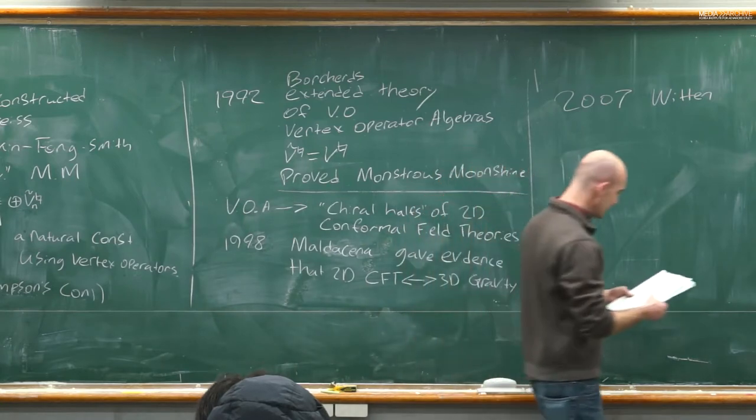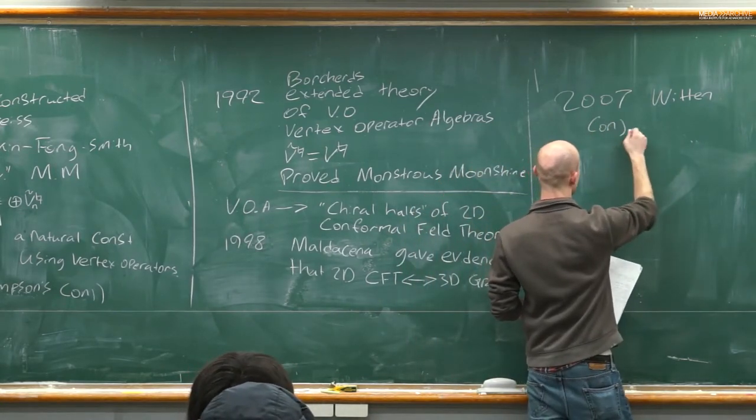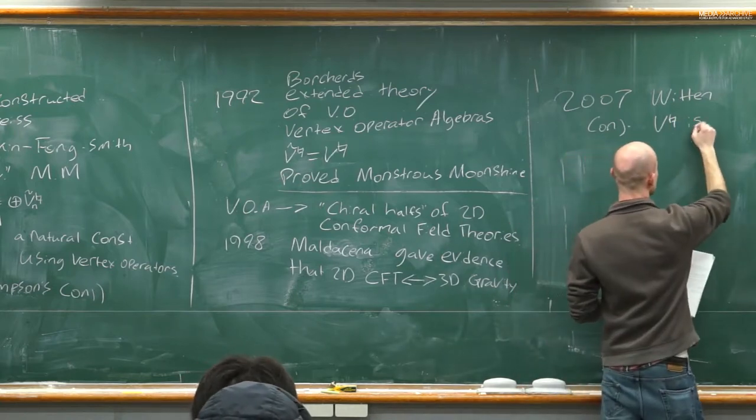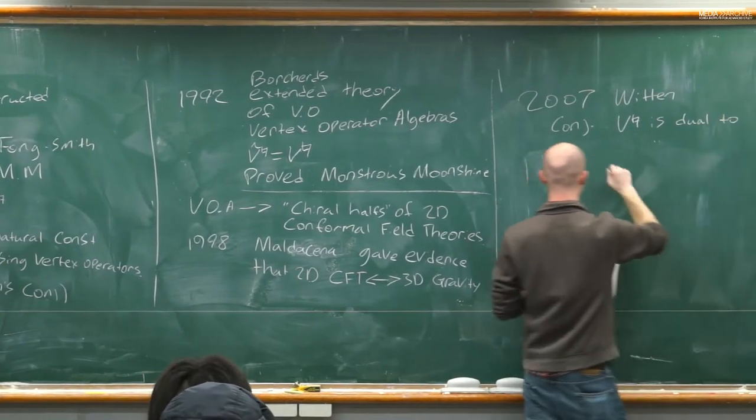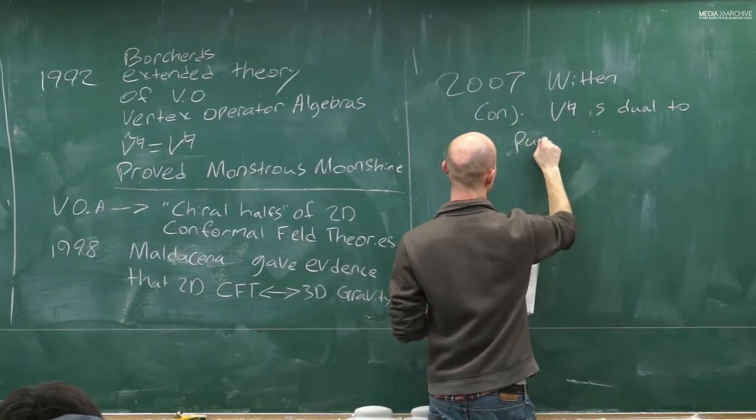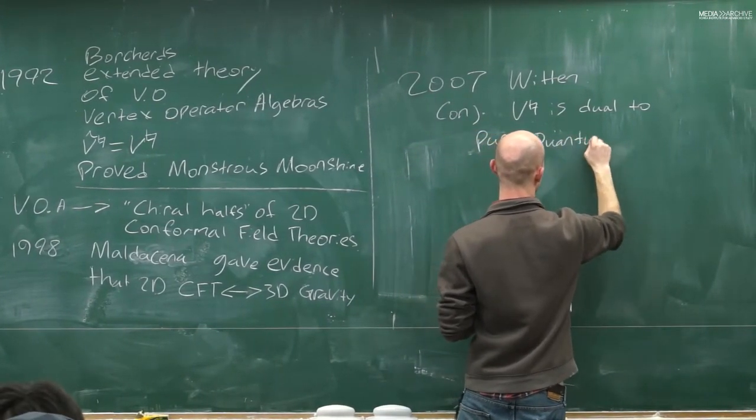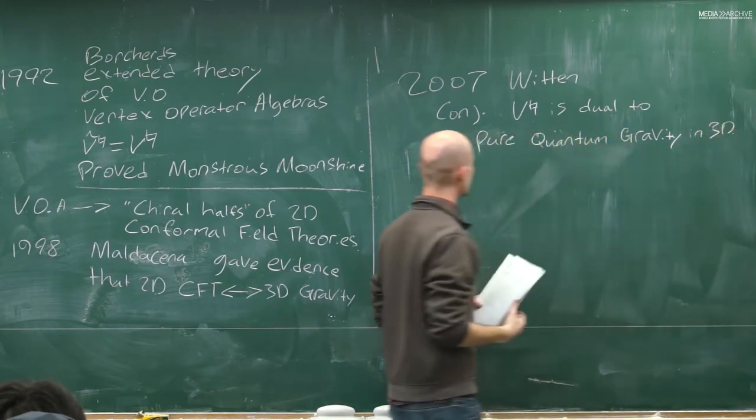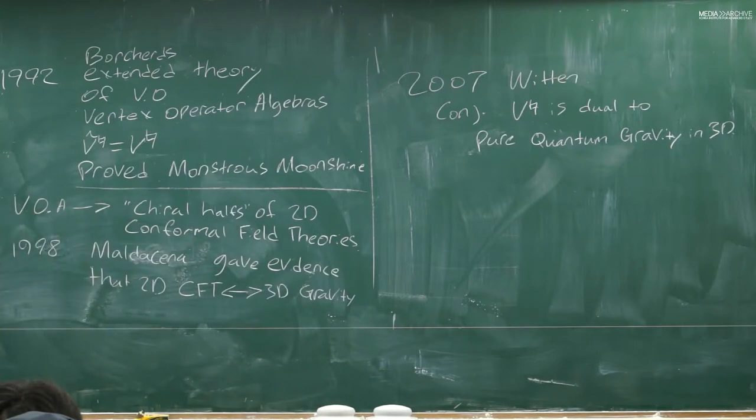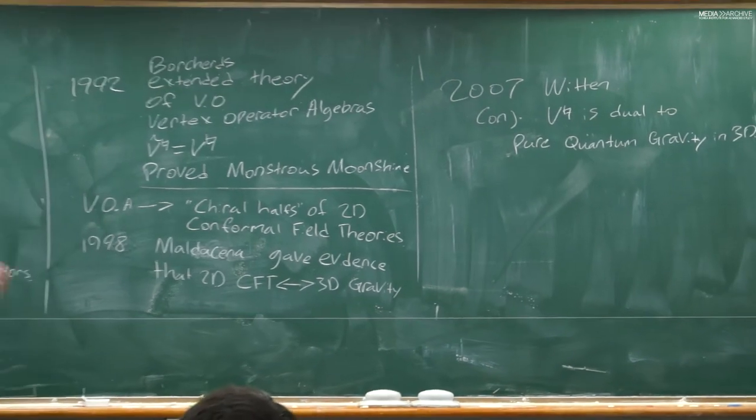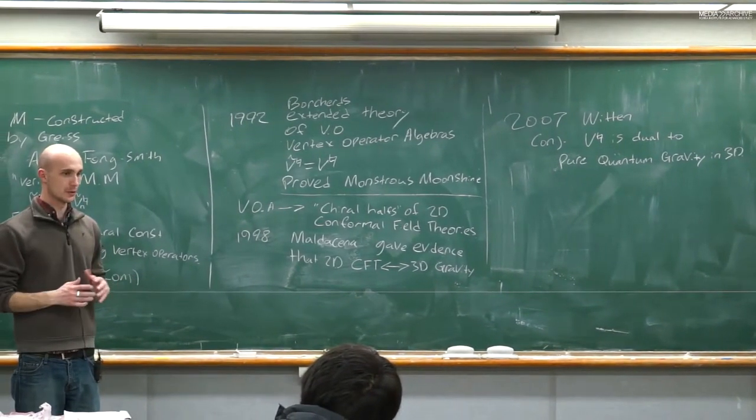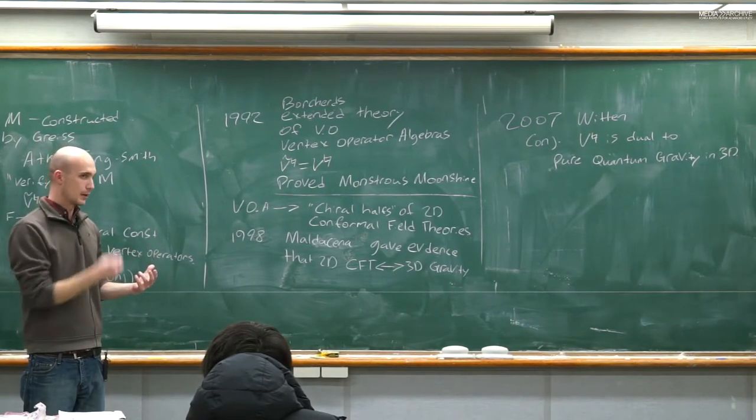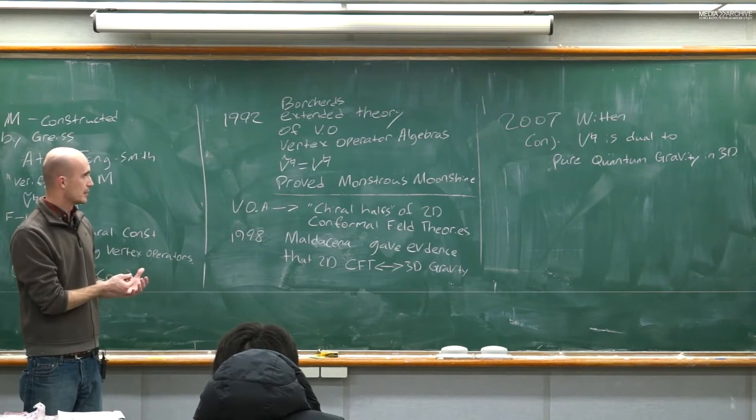Okay, so in 2007, Witten conjectured that the moonshine module, V natural, is dual to a theory of pure quantum gravity in three dimensions. Pure quantum gravity here means, well, trying to reconcile the theory of gravity and quantum mechanics is a difficult thing, and so one approach to this is to throw out all of the other fundamental particles, and so we're just looking at a theory of quantum mechanics and gravitons. That's what I understand pure quantum gravity to be.